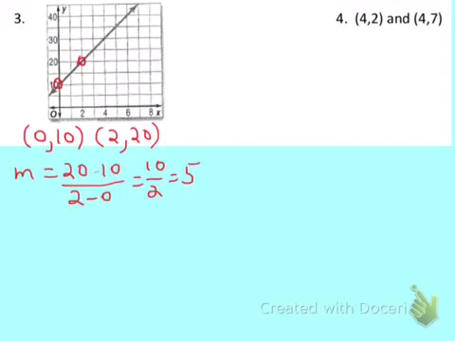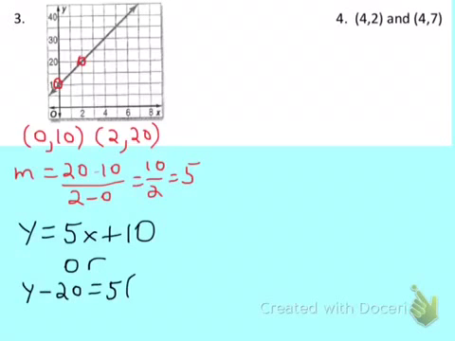This has a slope of 5. I see that the y-intercept is 10 because the graph crosses the y-axis at 0, 10. So I would write my answer in slope-intercept form. However, you are free to write it in point-slope form, as you can see there, if you wish. So either one is acceptable.